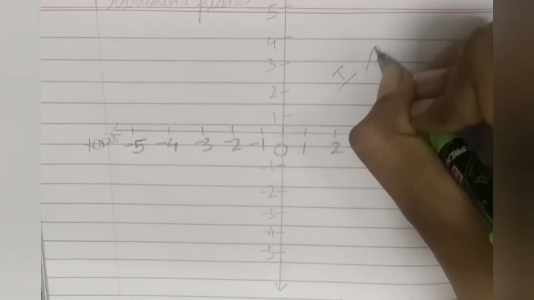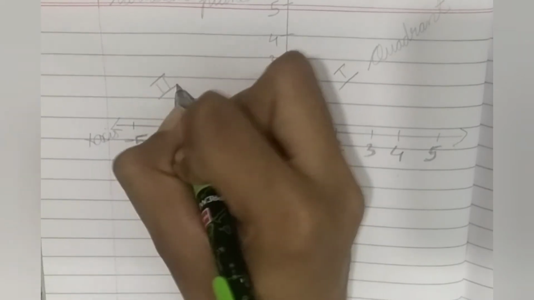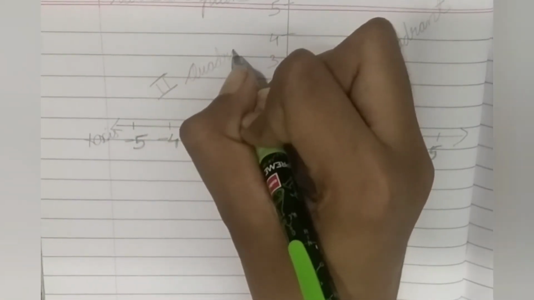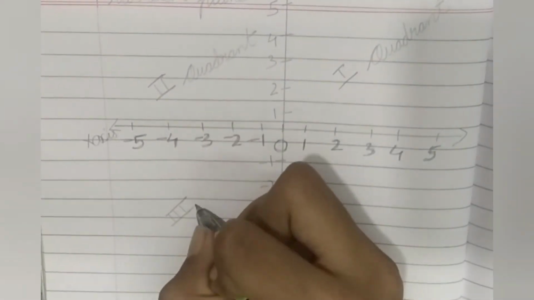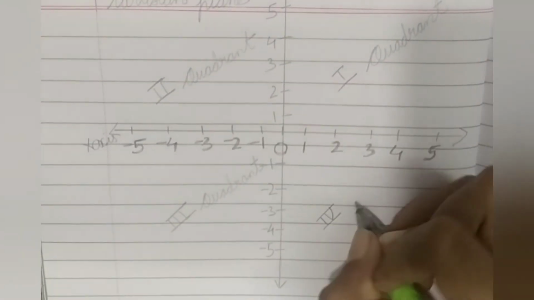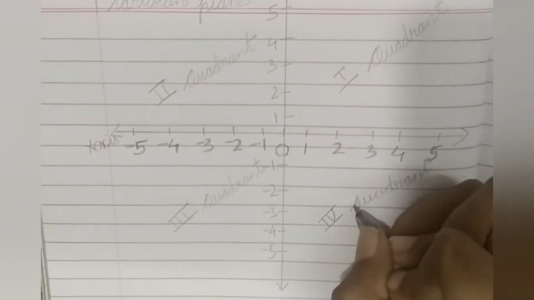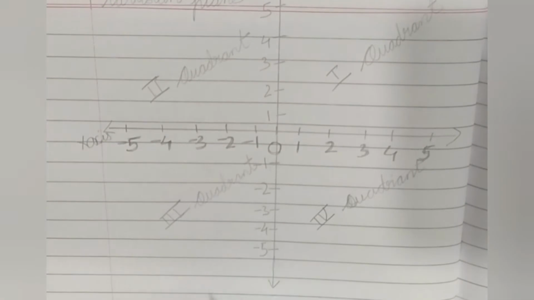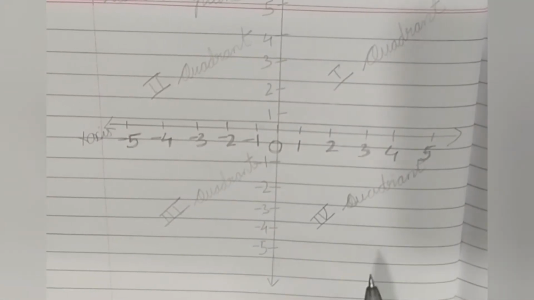Now this is the first quadrant, which I am writing over here on the right side upwards, and on the left side this is the second quadrant. Wait, let me write second quadrant. Now down it is the third quadrant, and the last quadrant is the fourth quadrant, which is on the right. So these are the 4 quadrants.